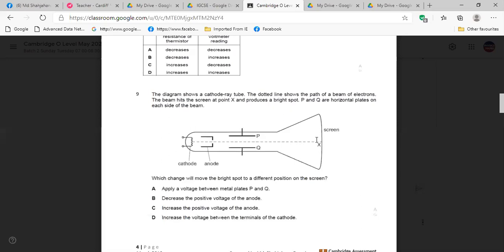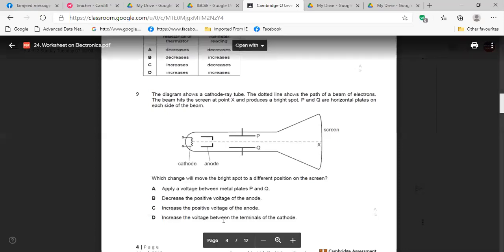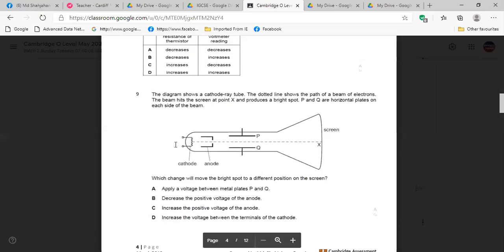If you decrease the positive voltage of the anode, what will happen? The speed of the electron beam will decrease, it will accelerate less. Then if you increase the positive voltage of the anode, the speed will increase. Then if you increase the voltage between the terminals of the cathode, here is the cathode, you will get more electron flow, because the cathode is the source of electrons here.